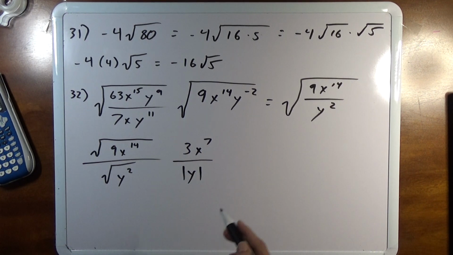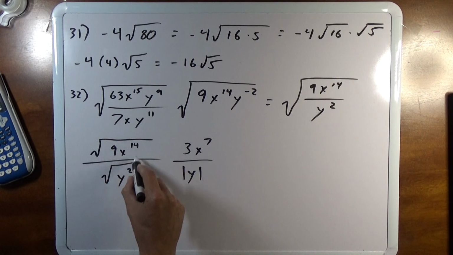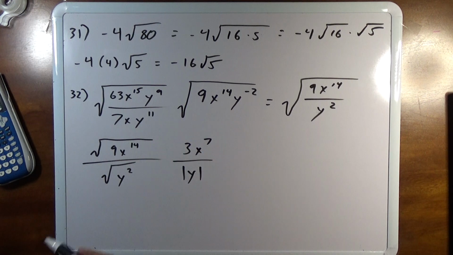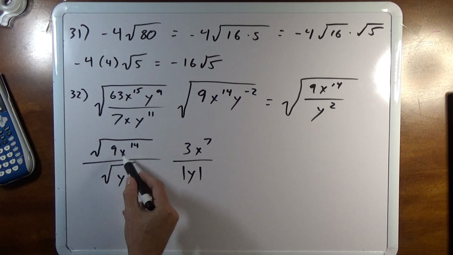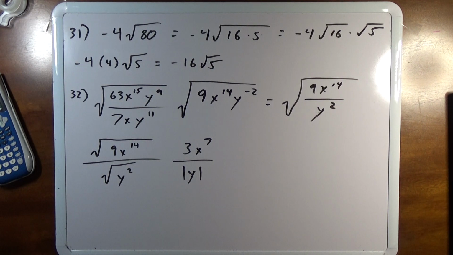You can also change this to a 1/2 power, and then you're raising a power to a power, and you just say x to the 14th raised to the 1/2 is x to the 7th. Let's see what 33 looks like.